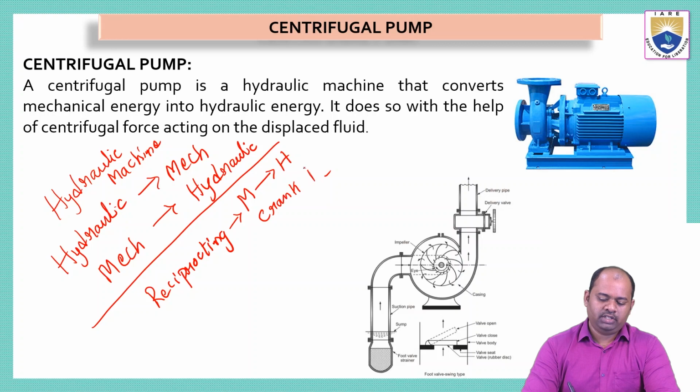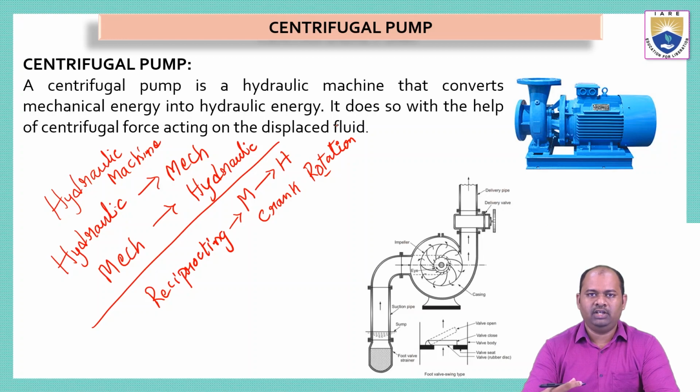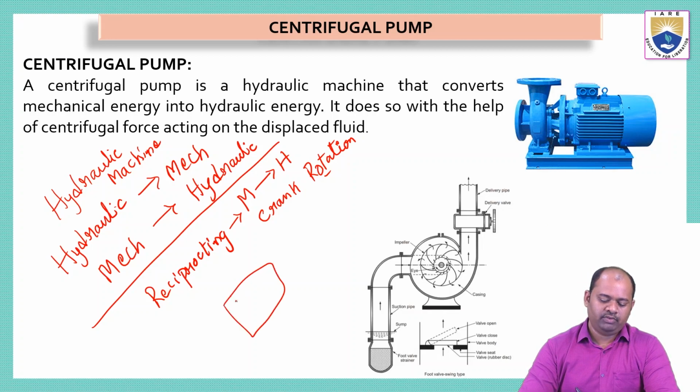Here the crank rotation is converted. That means using this kind of technique or method, we will convert the mechanical energy into hydraulic energy. We know in a reciprocating pump, we will have a closed cylinder inside which we will have a piston. This piston will have a piston rod which is attached to a crank wheel. If this crank wheel rotates, we have a crank, and this is the connecting rod, this is the piston rod, and this is the crank.